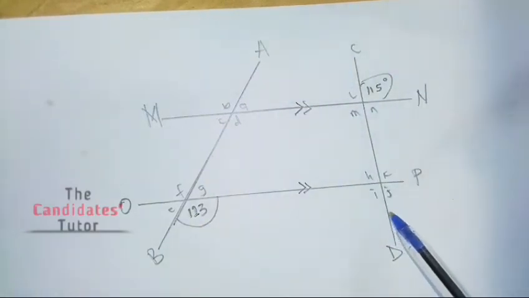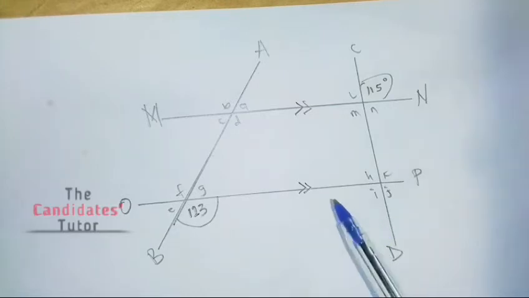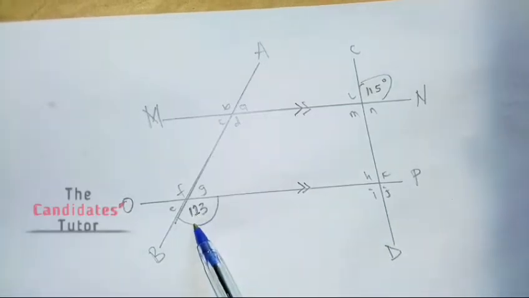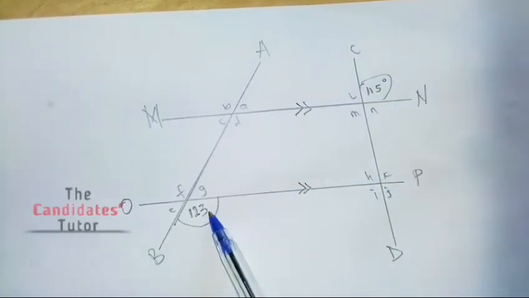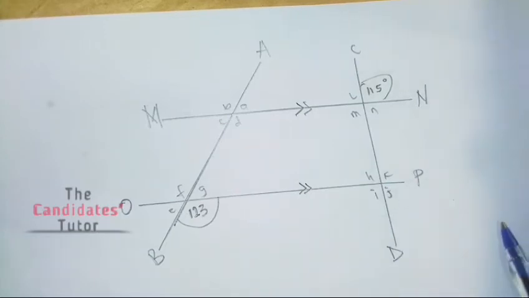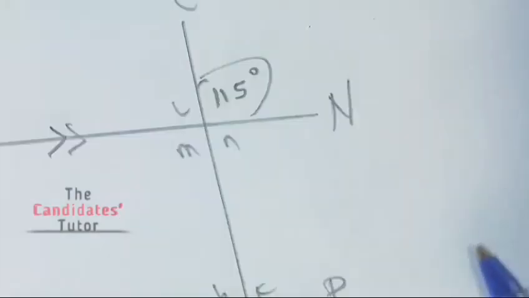Okay, so we are going to just solve them. We are only given the angles 123 and 115. These are the only two angles you have been given, and we are going to use them to find the rest of the angles. Now let's use the properties. First, I want us to find this one here.